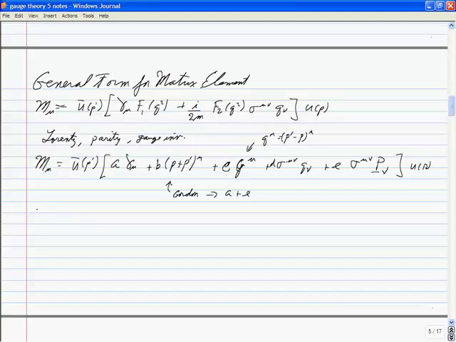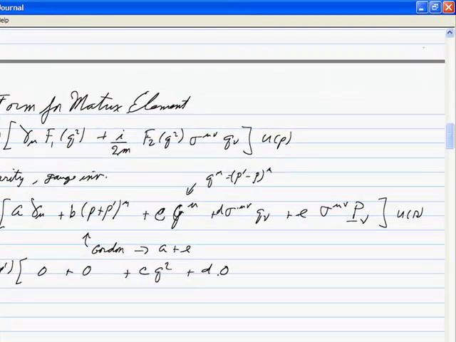If I use gauge invariance, q_μ j^μ is ū(p') [...] u(p). Well, the A term gives 0. The B term gives 0. The C term gives C q². The D term gives D times 0 because it's antisymmetric. And the E term gives σ^μν q_μ P_ν. There's no way for these two guys to cancel each other.